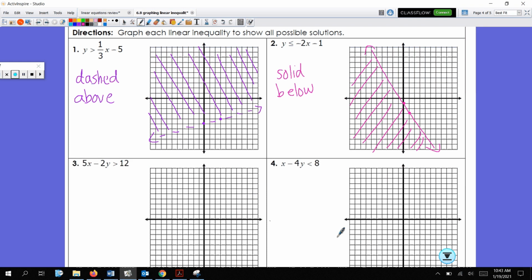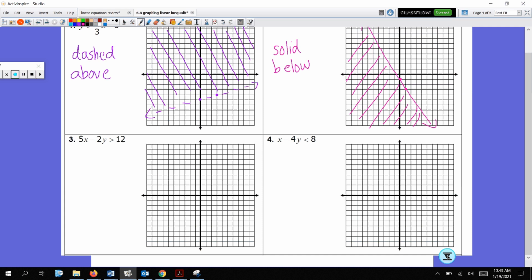All right, so now these next two are not in slope-intercept form, so I need to convert them. Oh, my pen. Right here. Hold on, guys. Okay, we got it. All right, so first I'm going to subtract 5x.